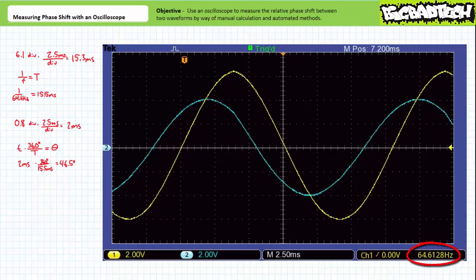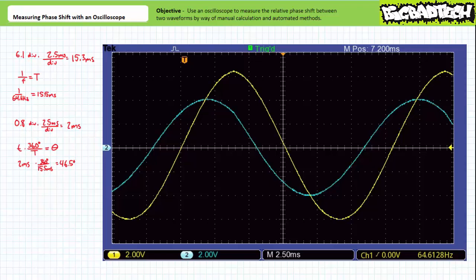One could also back-calculate period using the conveniently available frequency measurement of 64.6 Hz in the lower right-hand side. Doing so yields a period of approximately 15.5 milliseconds. Let's go with this figure since our manual measurement might be off. These waveforms appear to be separated by, let's say, 0.8 divisions. Given a horizontal sensitivity of 2.5 milliseconds per division, this correlates to a time shift of 0.8 divisions times 2.5 milliseconds per division, or 2 milliseconds.